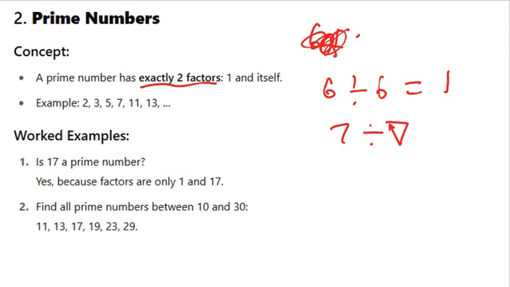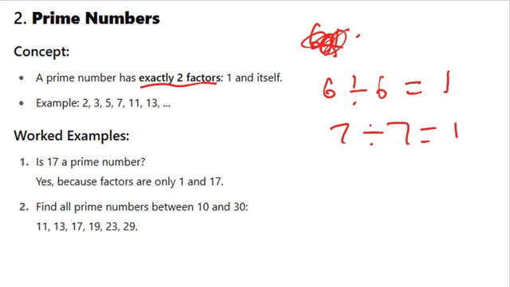7 divided by 7 is 1. Any number has itself as a factor, because when you divide by itself it gives you 1.